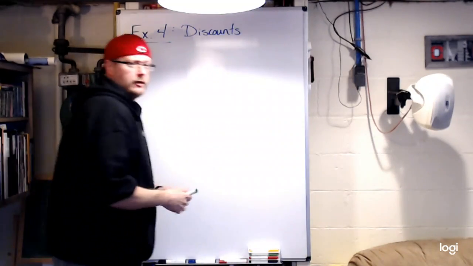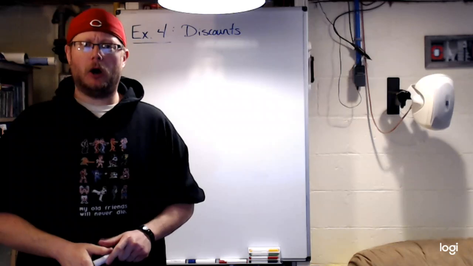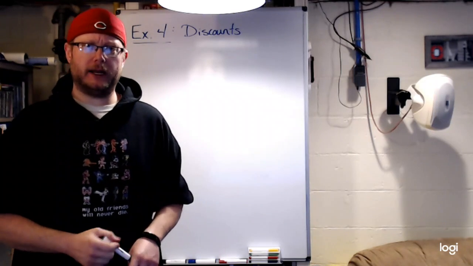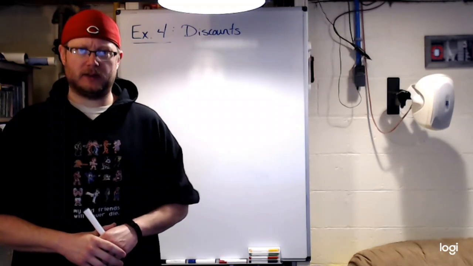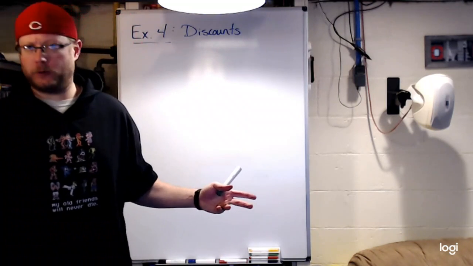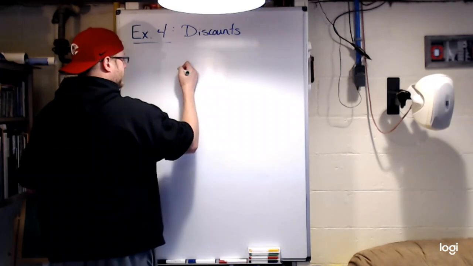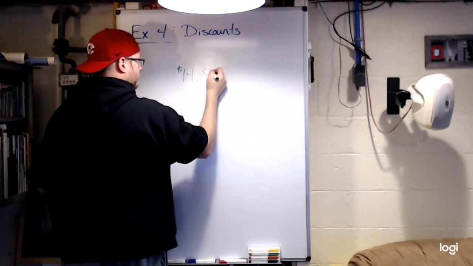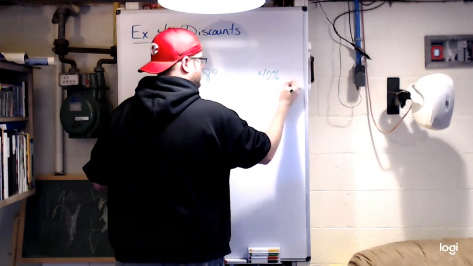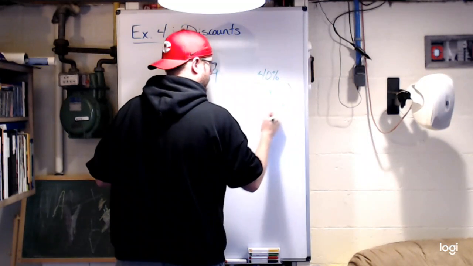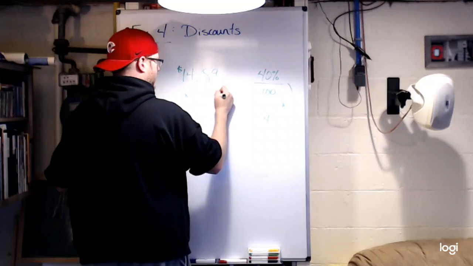It says, a picture frame originally priced at $14.89 is on sale for 40% off. What is the discounted price? So we're just taking 40% of $14.89. So $14.89 is the cost. 40% divided by 100 converts to 0.4. Take $14.89 times 0.4.